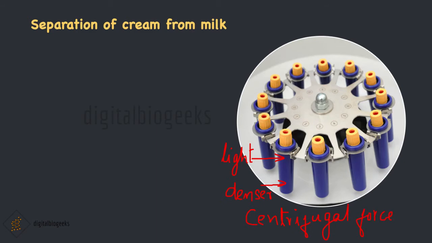Centrifugal force acts on objects which move in a circular path. It acts towards the inward direction, that means to the center. When milk is centrifuged, the cream and milk are separated. Cream floats above the milk as cream has low density compared with milk. Milk will be at the bottom. At the top will be the cream and at the bottom milk will be there.